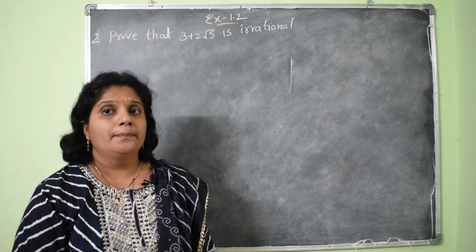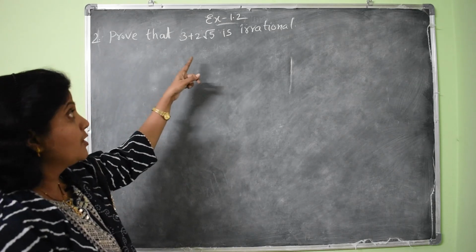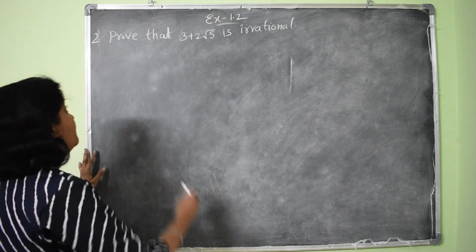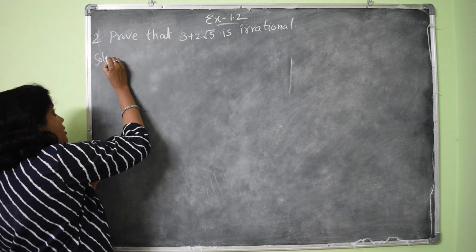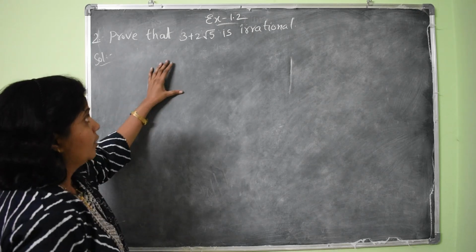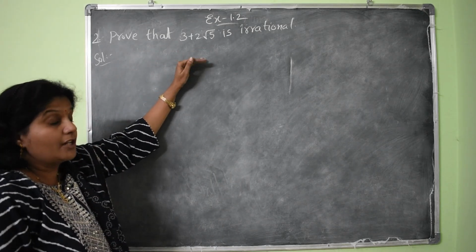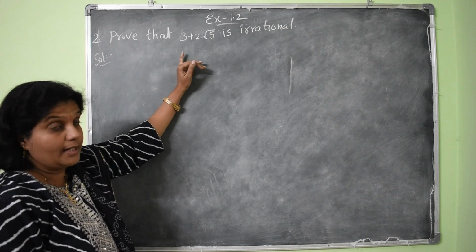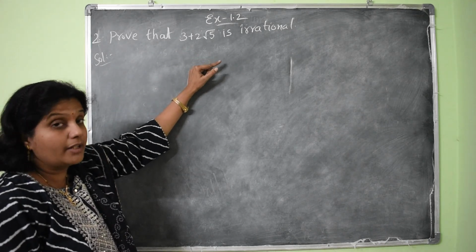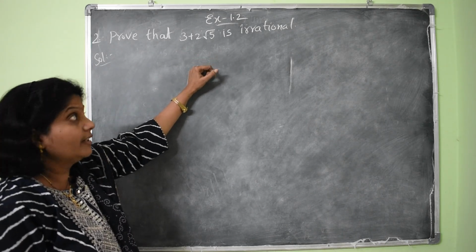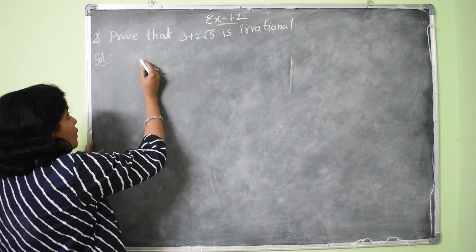Next problem. Prove that 3 plus 2 root 5 is irrational. So we are going to solve for that. Here also we are assuming the contradiction statement. What is the contradiction for irrational? The contradiction for irrational is rational number only.